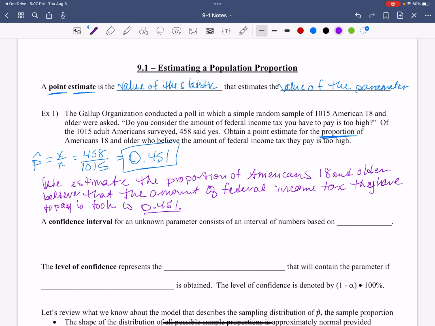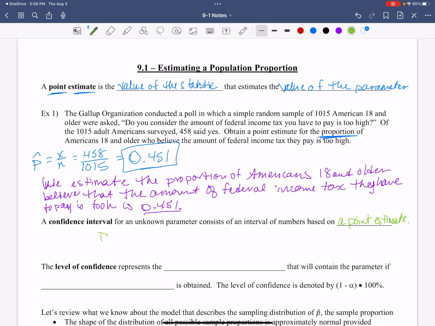Cool. All right, so look at this. Now we've got a couple other big pieces. So the point estimate is a big deal because we're building off of that point estimate, right? That's where we start. That's our middle. So if we're going to build a confidence interval for an unknown parameter, unknown here based on the population, it consists of an interval of numbers based on a point estimate. It's built off of that point estimate.